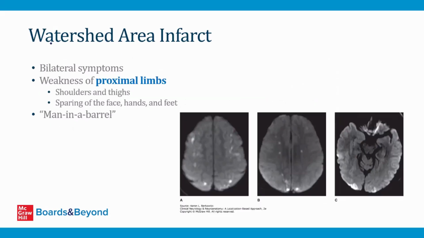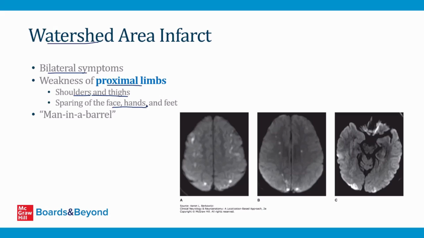So in terms of clinical features, a watershed area infarct is going to lead to bilateral symptoms because you've cut off blood flow to the entire brain. You're not just going to have symptoms on one half of the body or the other. Both sides of the body are going to be affected. And it turns out that the neurons in these watershed areas often control the proximal limbs, like the shoulders and the thighs. You don't find a lot of neurons in these regions that control the face, hands, and feet, so those regions are often spared.